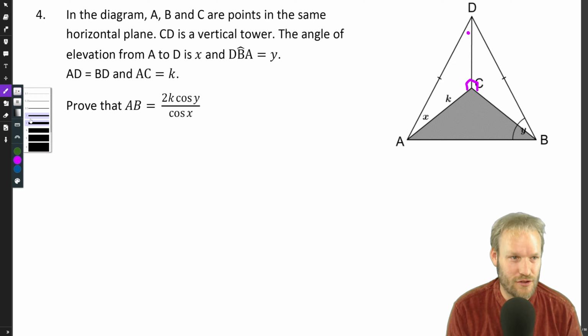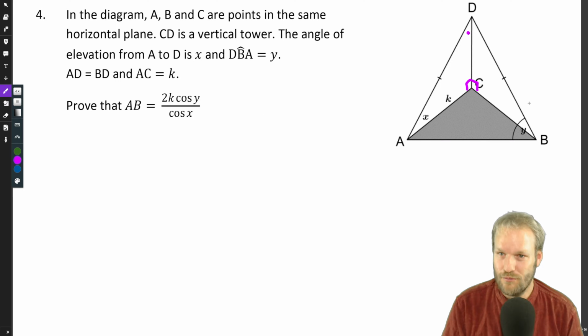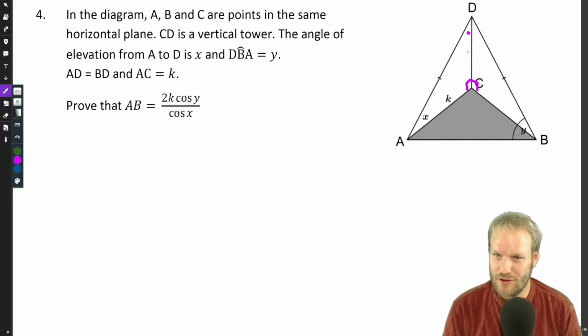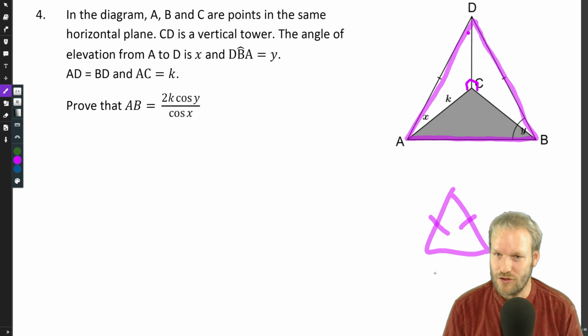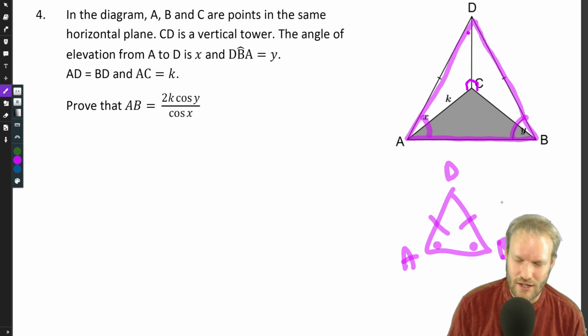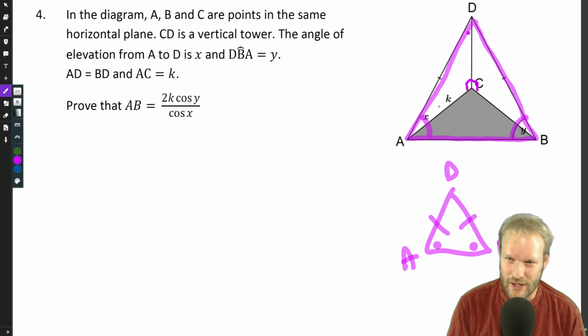So if we look at the front triangle, there are quite a few triangles in the diagram, right? 1, 2, 3, 4. But if we look at this triangle over here, DAB, DAB is an isosceles triangle. And in that, we're told that this angle here is y, which means that this angle over here is also y. So there's DAB.